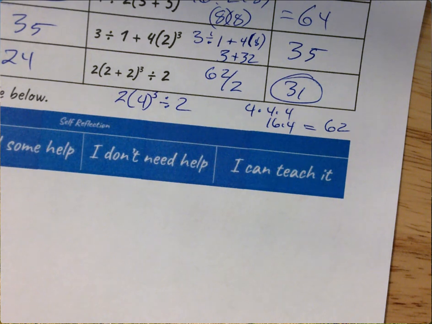So that is page 8 of the PEMDAS problems from the online course, Algebra Step by Step.